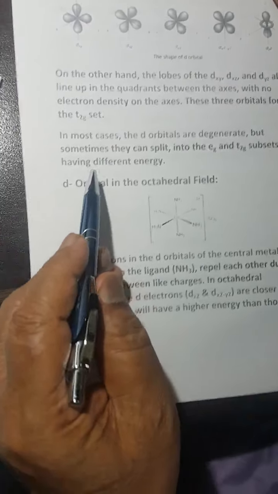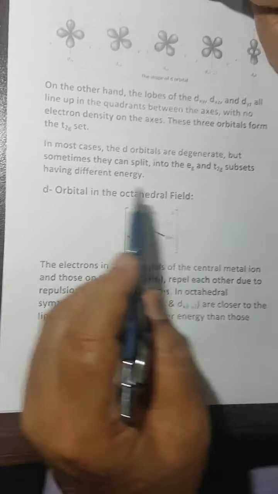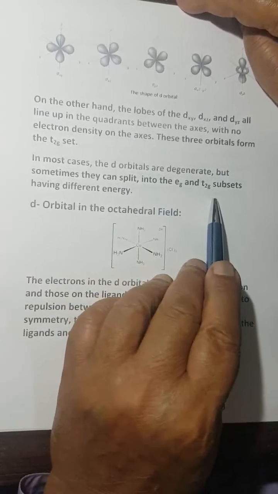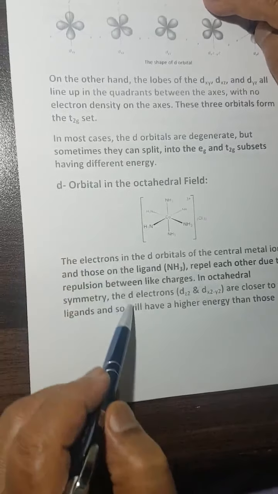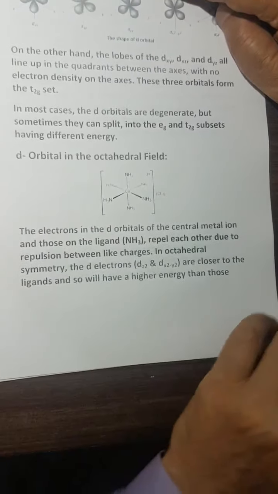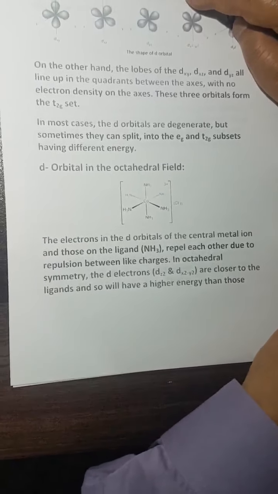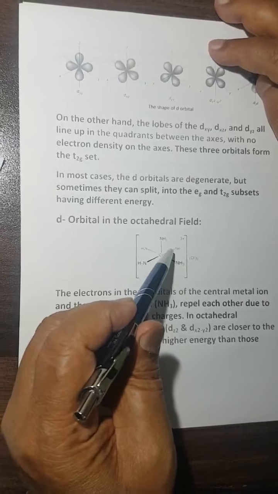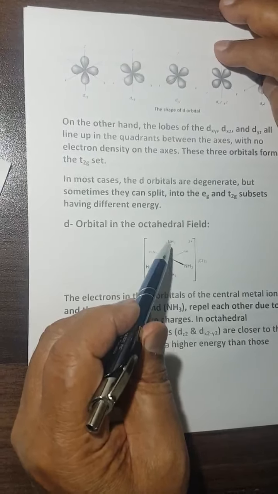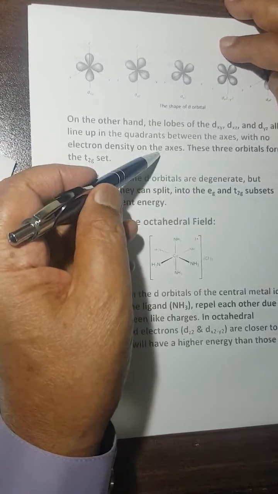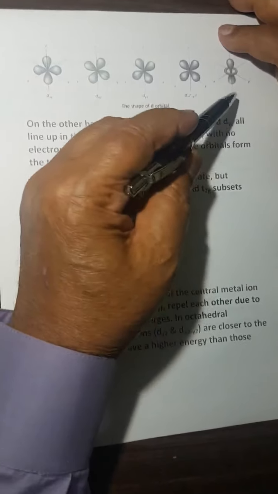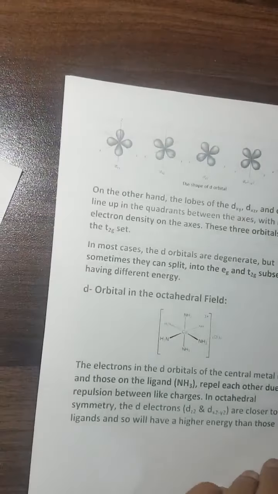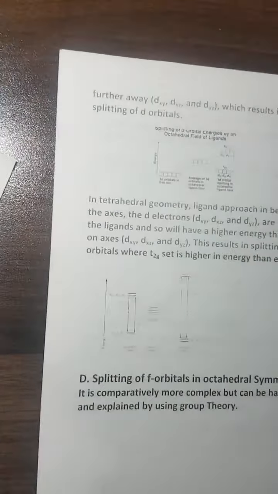In most cases, the d orbitals are degenerate, but sometimes they can split into EG and T2G, having different energy. I have explained it before as well. Any orbital which is on the x-axis, y-axis and z-axis, since ligands are coming, should go up in energy. And what are those orbitals? Those are dx square-y square and dz square. The remaining should remain down, and this is exactly what you see in the diagram here.